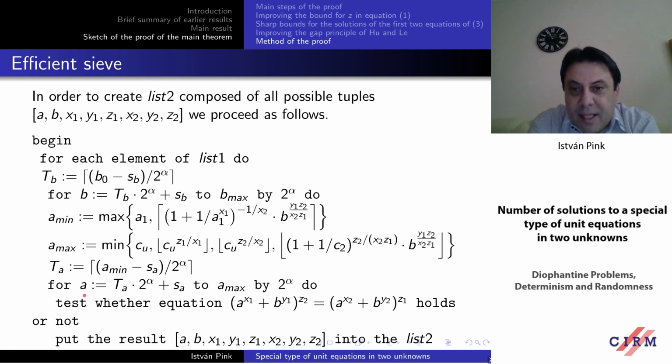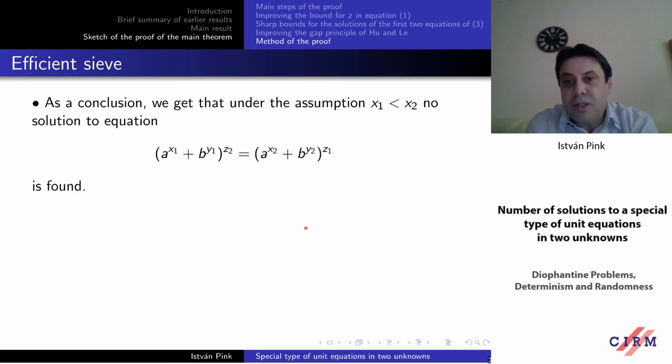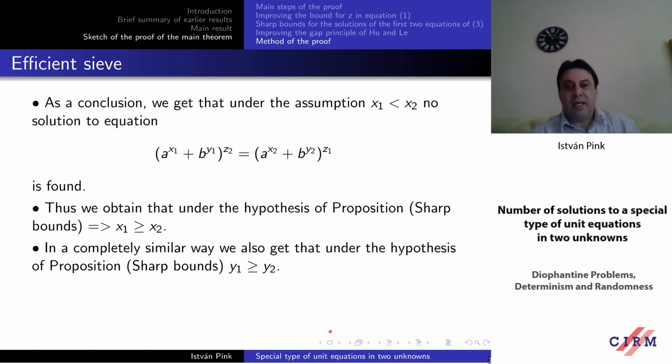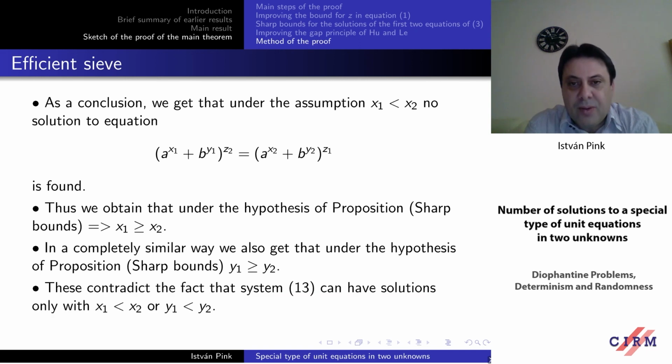And here you can see the key point: in the lower and upper bound for A, we put in these two constants, making this program very efficient. As a conclusion, we get that under the assumption that x1 is less than x2, no solution to this equation is found. Thus, under the hypothesis of proposition sharp bounds, we must have that x1 is greater or equal than x2. And in a completely similar way, we also get that under the hypothesis of proposition sharp bounds, we also have y1 greater or equal than y2. But these two pieces of information together contradict the fact that the system 13 can have solutions only with x1 less than x2 or y1 less than y2. So in fact, this is the end of the proof.